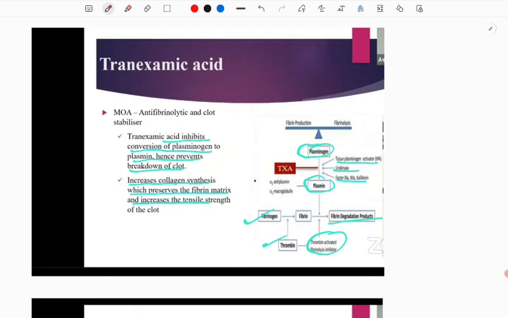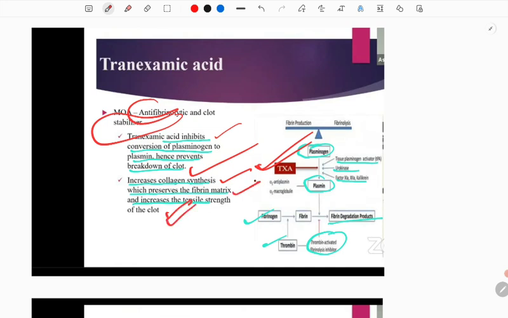Then tranexamic acid, an antifibrinolytic, clot stabilizer. It inhibits conversion of plasminogen to plasmin, hence prevents breakdown of clot. Tranexamic acid inhibits the tissue plasminogen activator so that it cannot convert plasminogen to plasmin. Plasmin can convert fibrin to fibrin degradation products. It increases collagen synthesis, which preserves the fibrin matrix and increases the tensile strength of the clot.